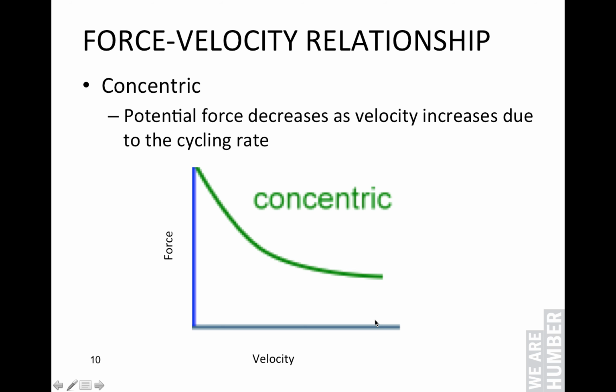And that's due to the cycling rate. So the cycling rate is that cross-bridging cycle. So the faster the muscle has to cross-bridge, the less force we're actually able to generate in a concentric contraction because there are fewer binding sites activated at any one time because the cycling rate is so fast.